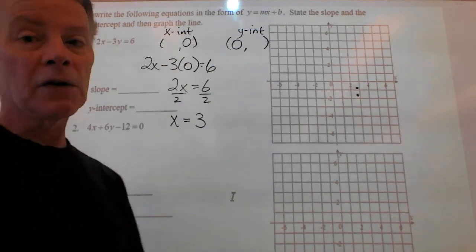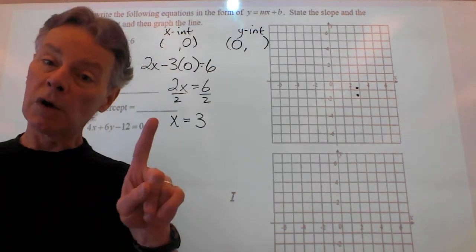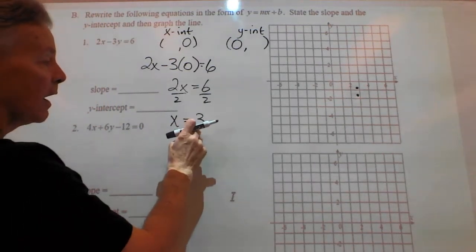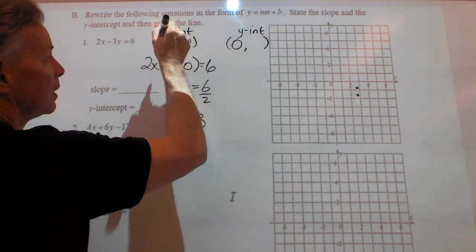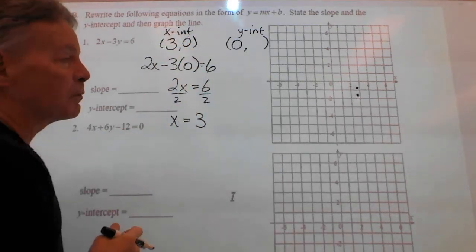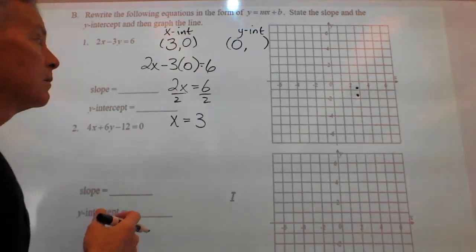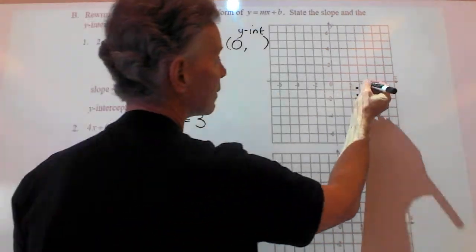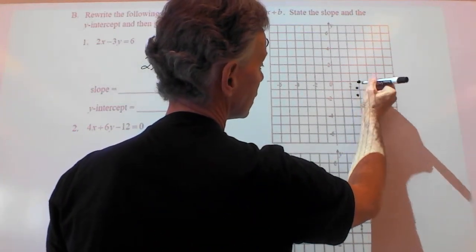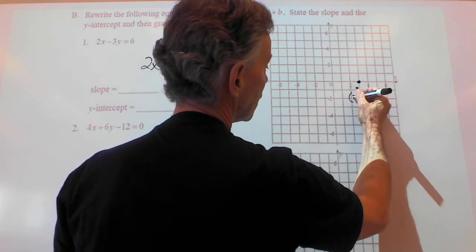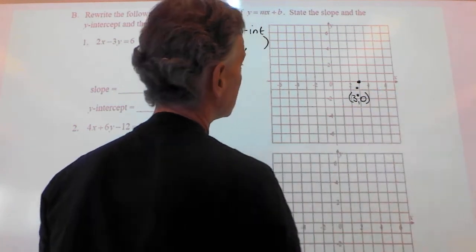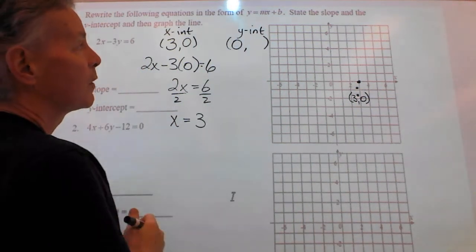Well, what have we just discovered? We've just discovered one point. Okay? X equals 3. So we know that our x-intercept point is at 3 and 0, and we can plot that. Okay? So our x-intercept is going to be right here at 3 and 0. We can do a similar thing to find the y-intercept.